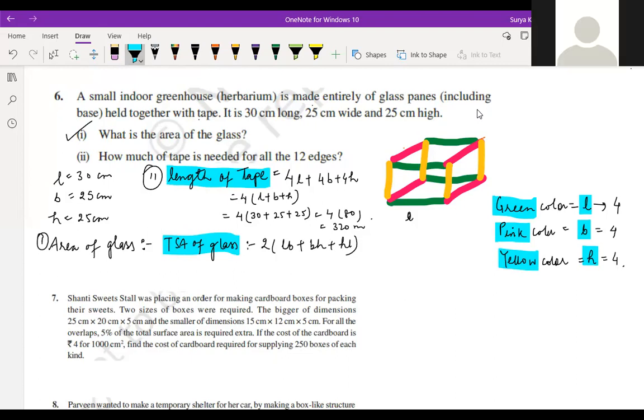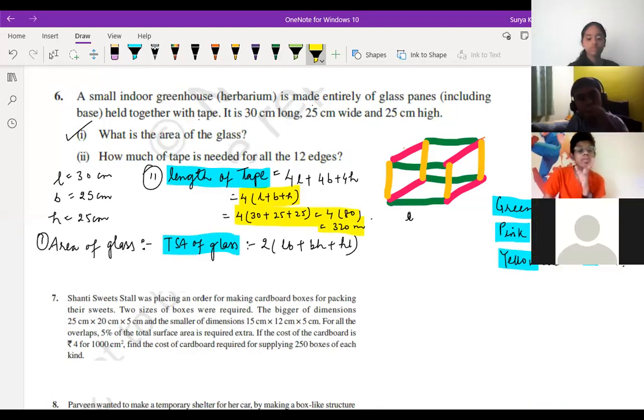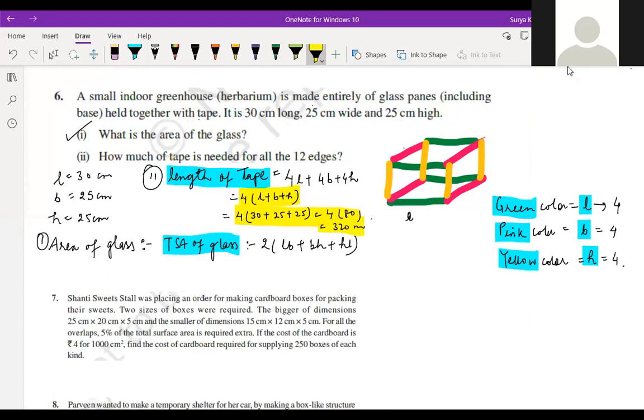So the length of the tape is 4L plus 4B plus 4H. We take 4 common, and we get 4 into L plus B plus H, and we get the answer as 320. Children, any one of you having doubt in this? No doubt, sir. Nihar, Satvik, Sai Ritvik, it's clear. So here everything is repeating 4 times: length, breadth, and height. So we have to multiply 4 with everything.